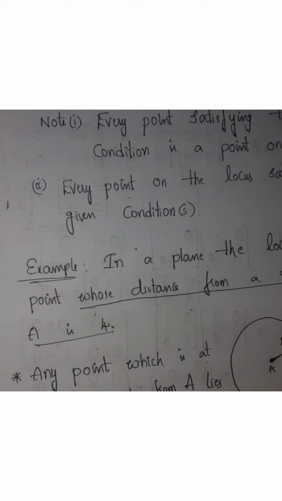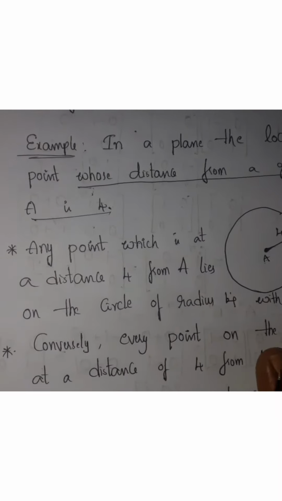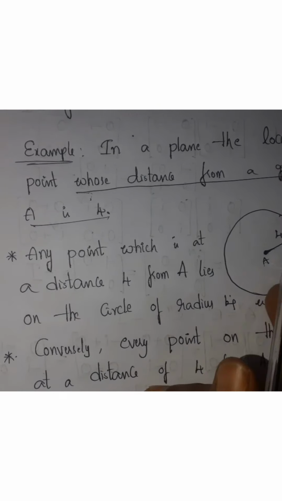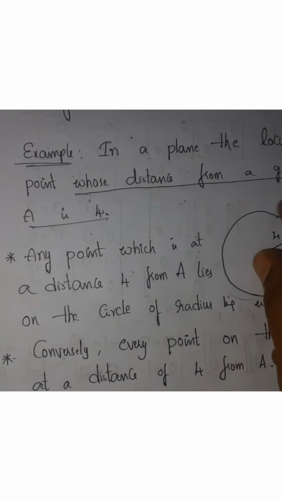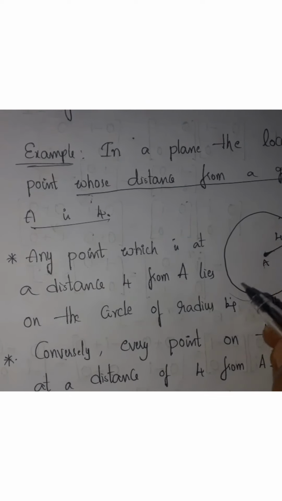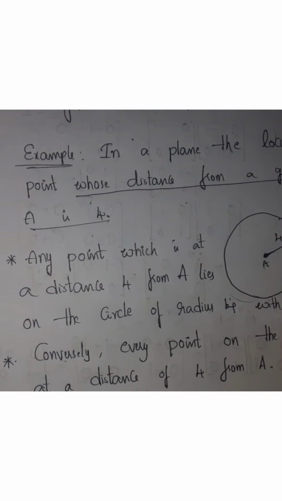That means we have to find all points which are satisfying the same condition. That means each point which is at distance 4 from this A. So here we can observe 2 points. Any point which is at a distance 4 from A lies on the circle of radius 4 with center A. Yes or no? With this AP we can draw a circle, right? From here to here definitely distance 4 we have. We don't know whether this is meters or centimeters.